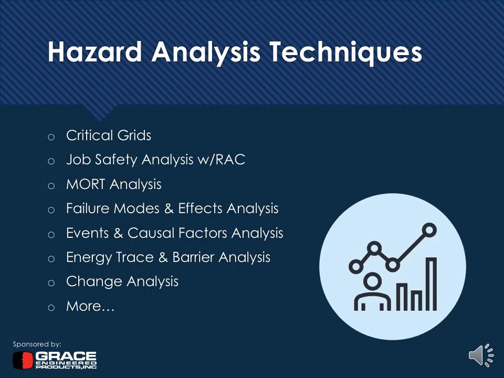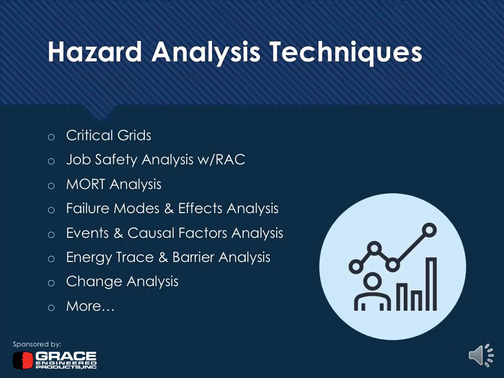We're also going to talk about some other types of analysis called failure modes and effects, which is a concept that determines how the system might fail and how it could impact other parts of the system. Events and causal factors analysis quantifies given events in the process and what it actually precipitates downstream from that event. Energy trace and barrier analysis evaluates how energy flows through our system and what barriers we have to control that energy.